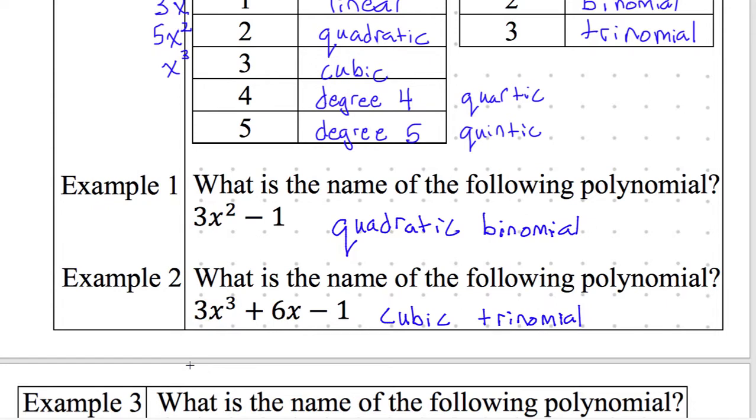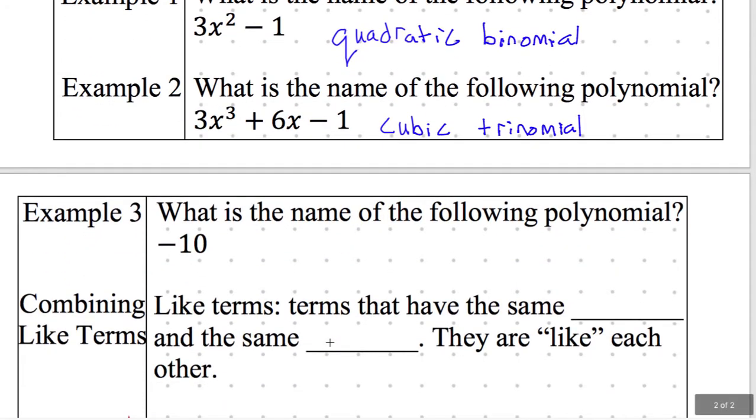Cubic trinomial. It is a cubic because it's a power of 3. Power of 3 means cubic. And trinomial because there are 3 terms. How many segments? 3, so trinomial. We're on the back. And finally, that's a polynomial, -10. I warned you it's a polynomial.